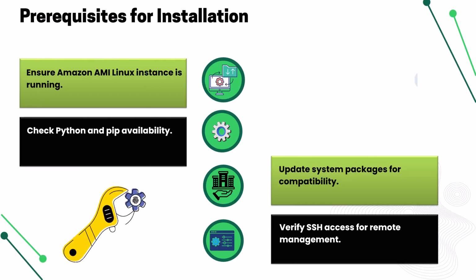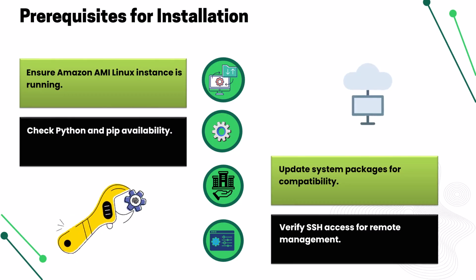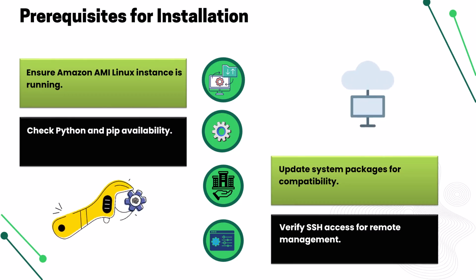Before we dive into installation, let's prep the groundwork. First, fire up your Amazon AMI instance. It's our playground. Next, check if Python and Pip are ready to roll. System updates, a must. And SSH access, because talking to servers is essential.